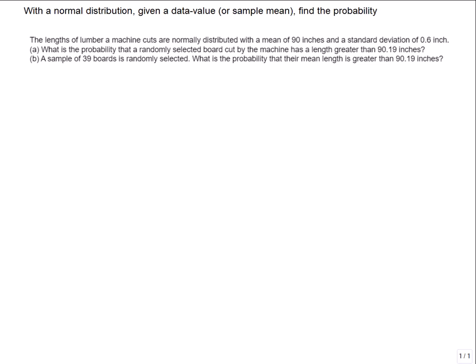In this problem, we know that the mean is 90, so we'll jot that down. Mu equals 90, and the standard deviation is 0.6, sigma equals 0.6. We're also told that it's a normal distribution. That's useful to know, and that's what's given. And then finally, the question is, what is the probability?